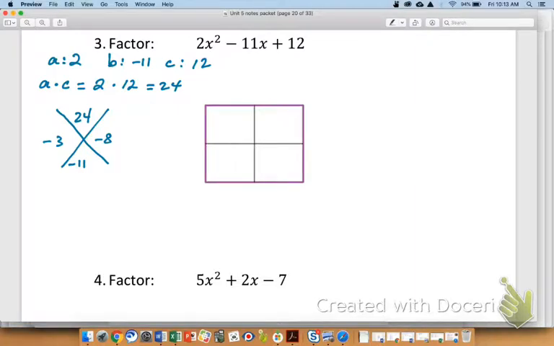Okay, so in my box, I always put my first term in the upper left, so that'd be 2x squared. I put my final term, my c term, here. And then like before, I'm going to take my two numbers that I got from my x, and I'm going to drop them in the diagonals. Negative 3x and negative 8x. The order doesn't matter. I'm just going to put them there because that's just where I decided to put them. If you put them the other way, it'll work out fine.